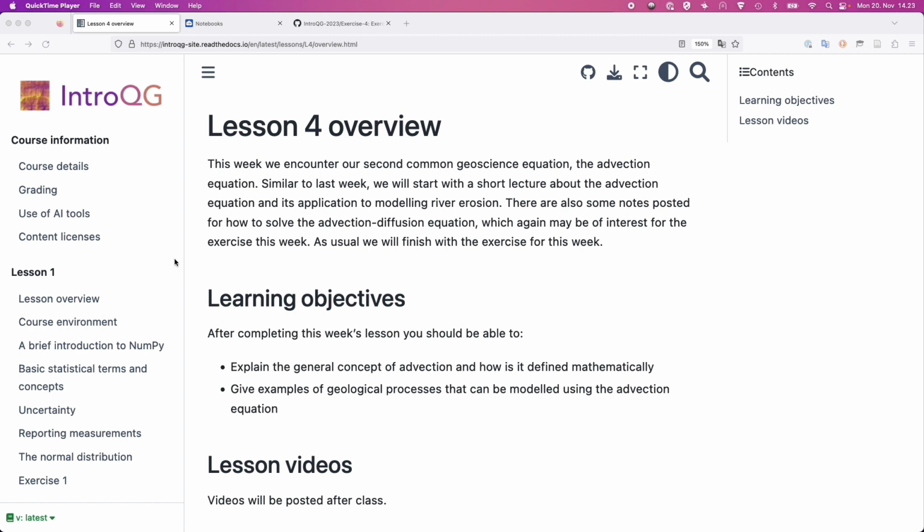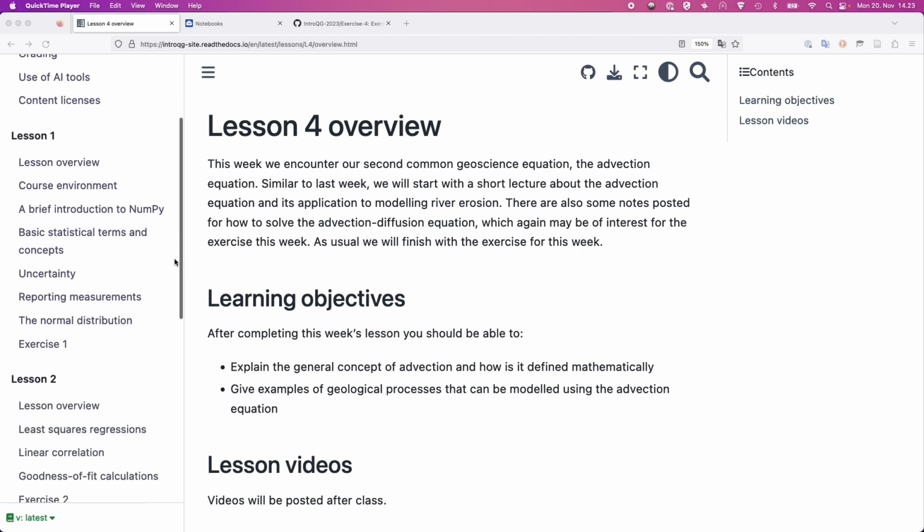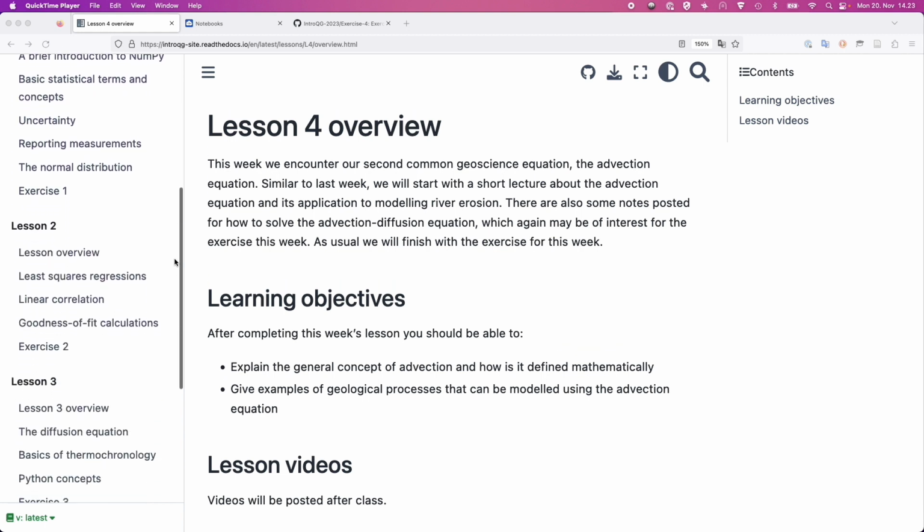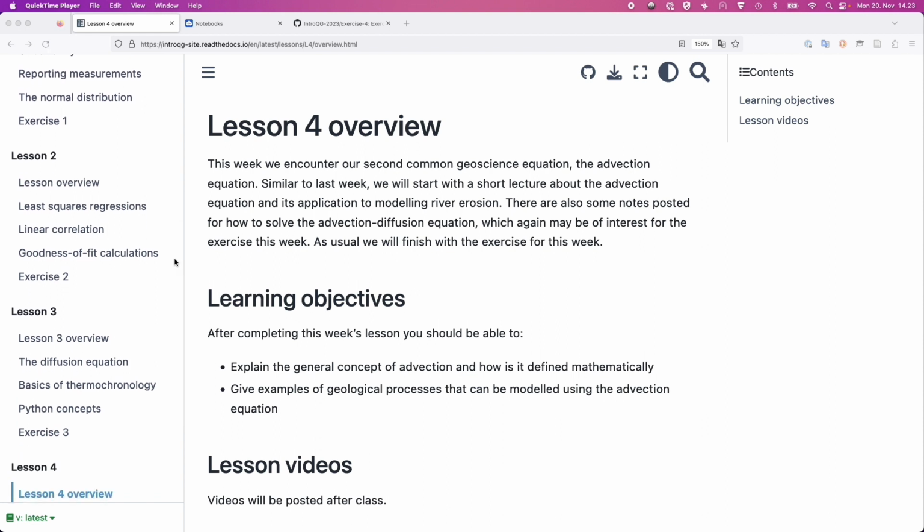And then the exercise this week, as you might imagine, is actually going to be a combination of the advection and diffusion equations, because advection by itself is not necessarily the most interesting. Although it's a somewhat challenging equation to solve, it's not really that interesting to apply by itself. So that's our focus, and we're going to see a couple different examples of how the advection equation applies to geological processes.